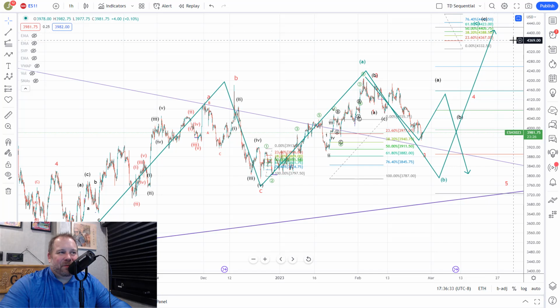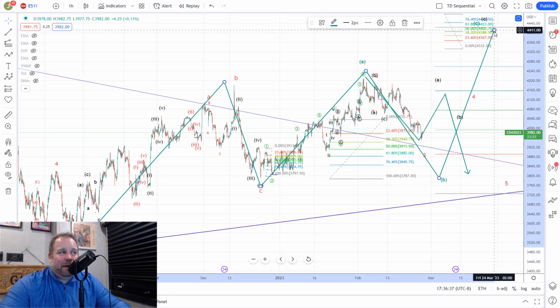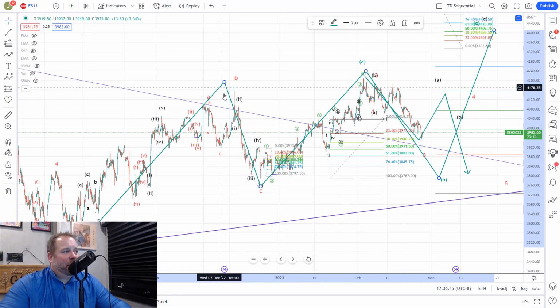I don't love this count because it projects pretty high, and I don't know that we can get to that level, but it is a valid count and something we need to keep an eye on, especially given the structures and the incompleteness to the top. If you look at this move down here, and then this move up, it's very incomplete.